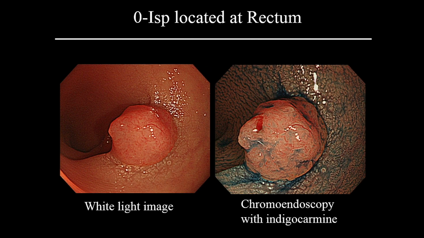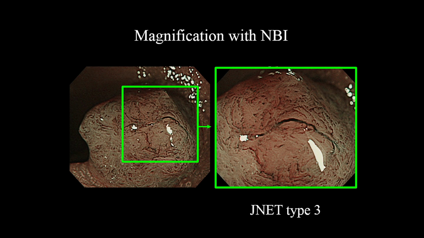This is a really tiny protruded lesion located at the rectum. Probably the lesion size was just 1 centimeter in the greatest diameter. It looks like a very easy lesion for snare polypectomy or EMR because of the small lesion size. But looking carefully at the surface using NBI and magnification, you can easily recognize this dilated neoplastic vessel.